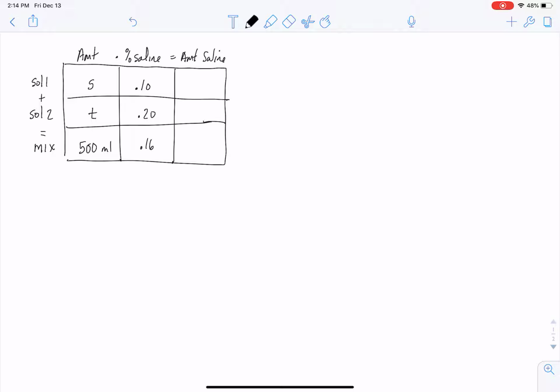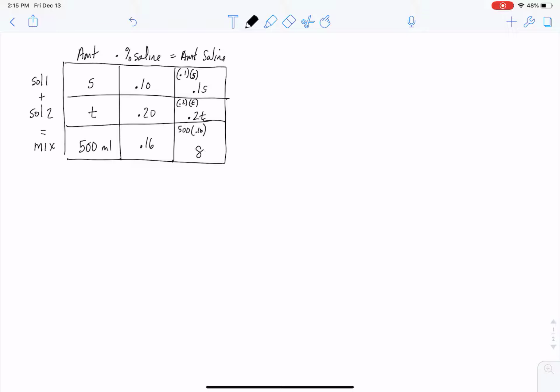Now the formula is right across the top. The first column times the second equals the third. So this is 0.1 times S. Sorry, couldn't read my writing. So that's 0.1 S. The second one is 0.2, right, times T, which is 0.2 T. And the third one is 500, right, times 0.16. And 500 times 0.16 is 80.